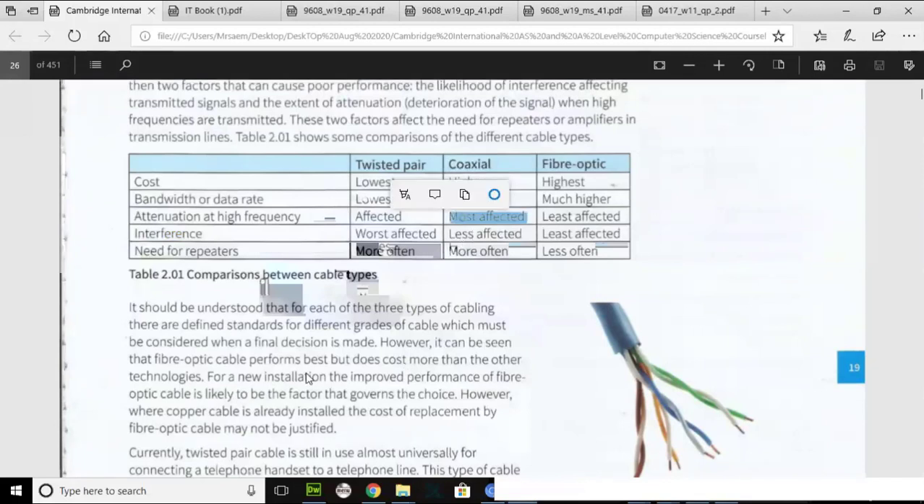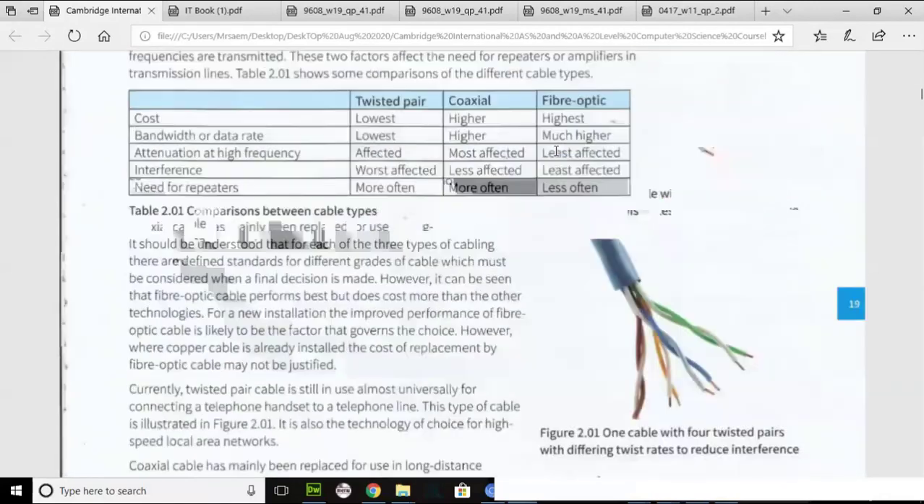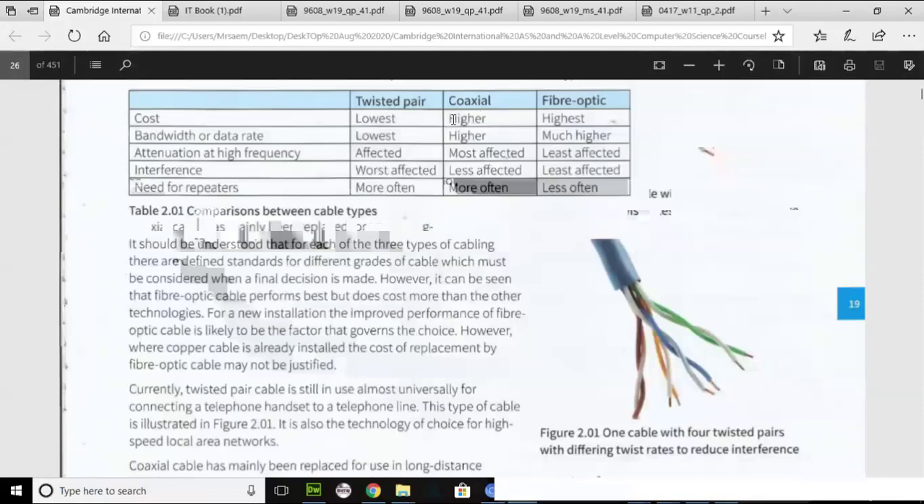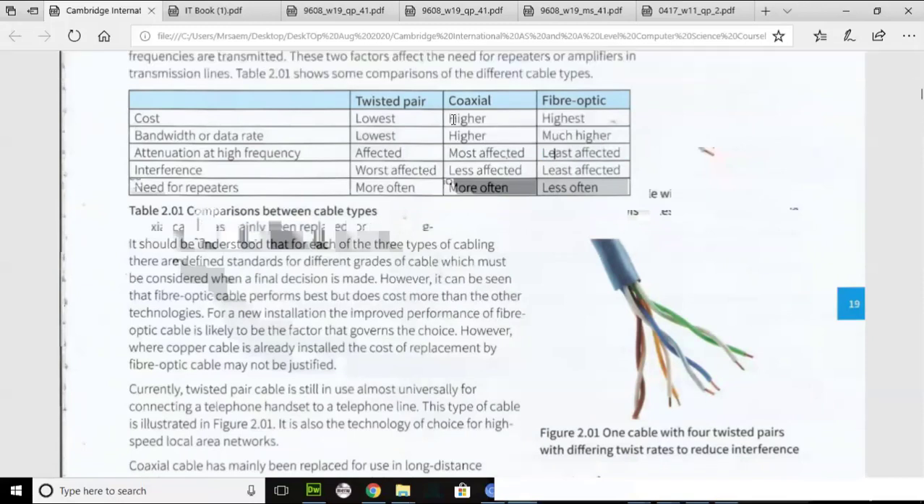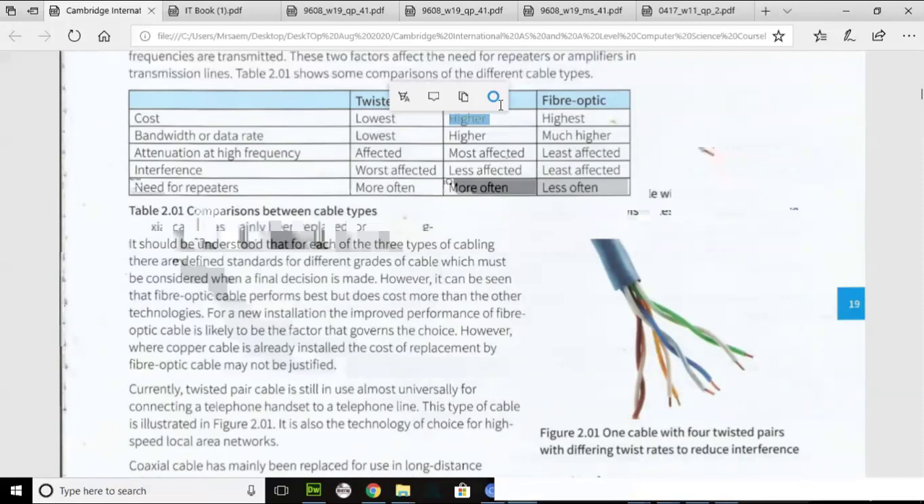Your attenuation is still affected. It is, again, a problem in coaxial wire. Your frequency signals do deteriorate a lot in coaxial wires again. That's a problem. Okay, but this problem has only been resolved through fiber optic. We'll just discuss that. So cost is higher. Frankly, I will not say it's higher than twisted pair cable, but it's not very expensive now.